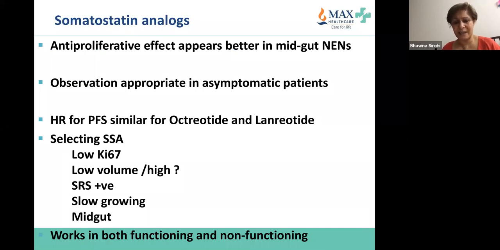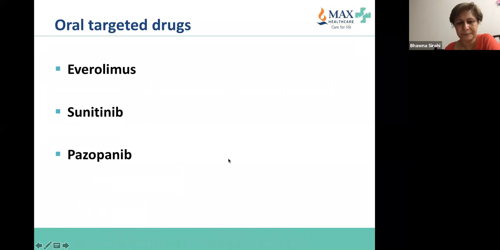Volume of disease, again, you know, there is a lot of controversy. You can give it in high volume disease as well if the function of the organ is maintained. SRS positive, slow growing when you look at the tempo of progression on the scans. And midgut, but again, we tend to use it in pancreatic neuroendocrine neoplasms as well. It works both in functioning and non-functioning tumors.